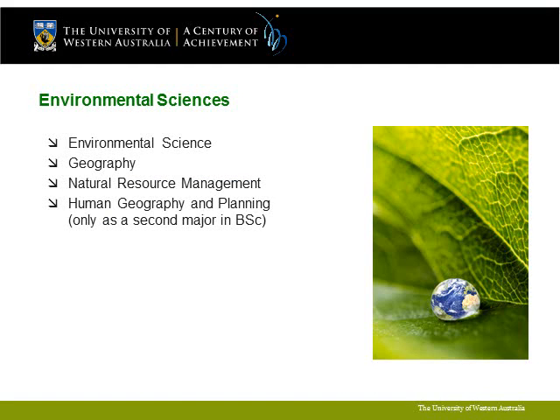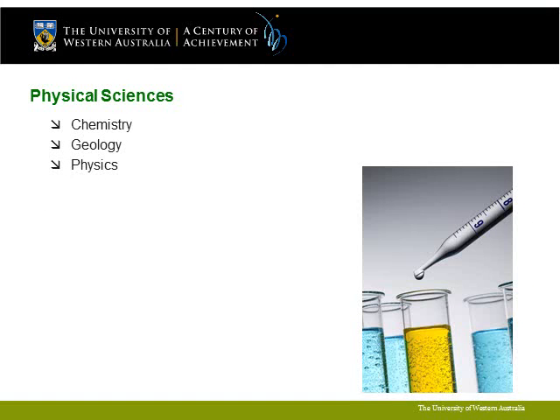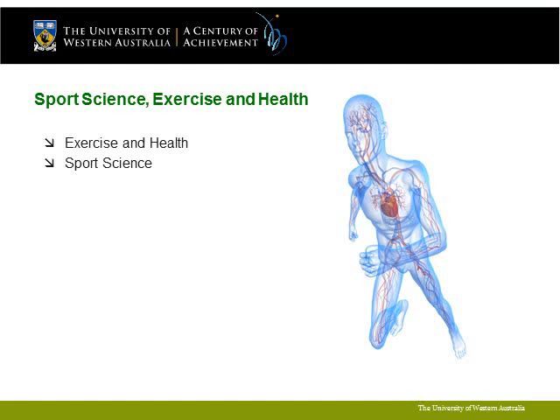The environmental sciences comprise environmental science, geography, natural resource management, and human geography and planning. Chemistry, geology, and physics are majors within the physical sciences. The two majors sports science and exercise and health are a very common combination. After finishing the degree with both majors, you can apply for accreditation as an exercise scientist.